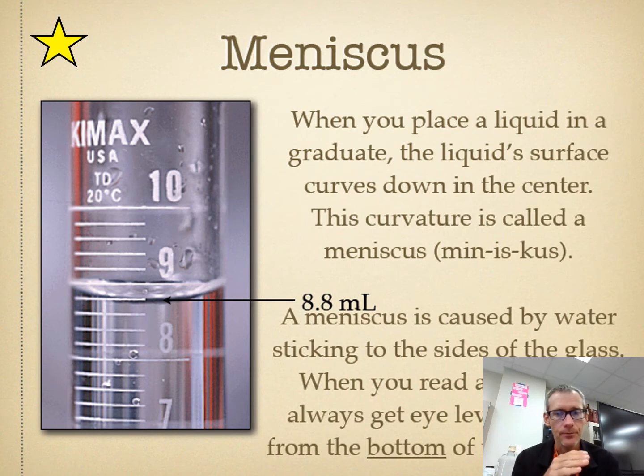Okay, so the liquid surface curves down. That curvature is called the meniscus. The meniscus is caused by water sticking to the sides of the glass. And when you read it, you read the bottom of the meniscus. That gives you a vantage point. So you can see here, it's right here, 8.8 milliliters.